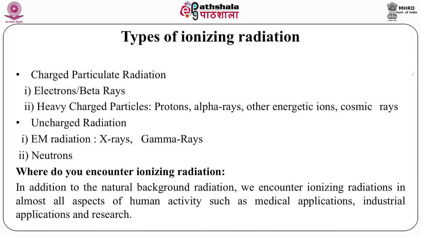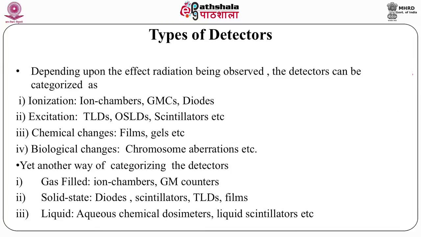Now, where do you encounter ionizing radiation? In addition to the natural background radiation, which includes cosmic rays, radon in the dwellings, or, for example, monazite sands on the Kerala coast, we encounter ionizing radiation in almost all aspects of human activities, such as medical application, industrial application, and research. Now, what type of detectors are available with us?